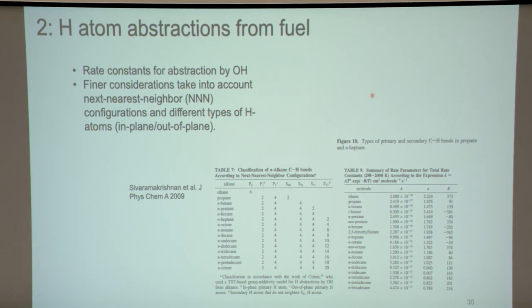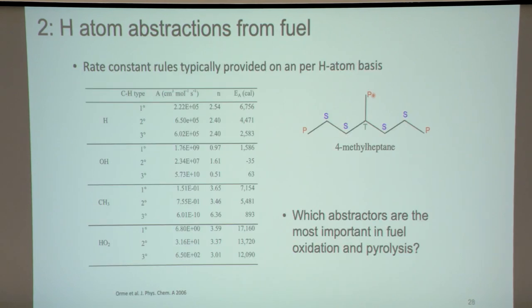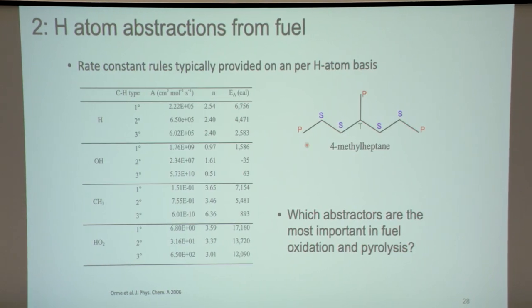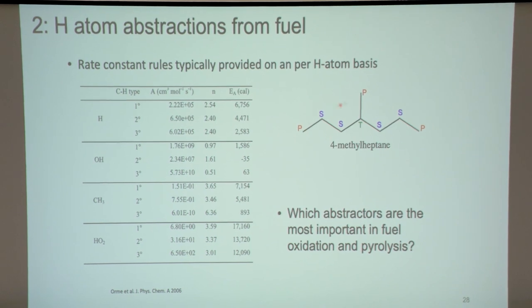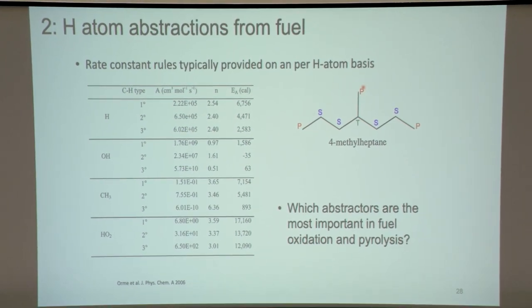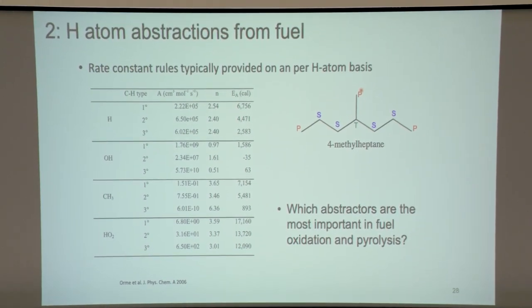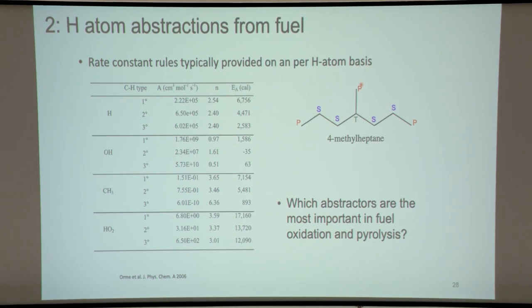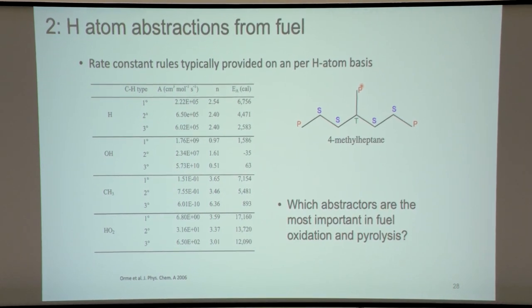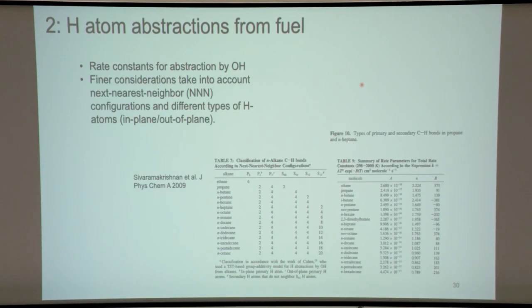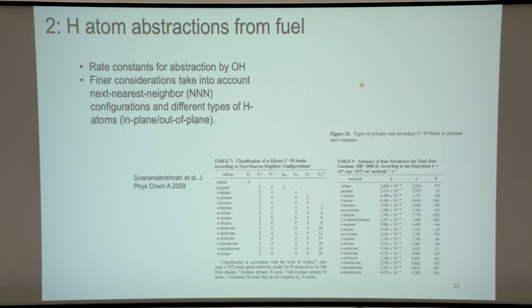So they say the rate of abstraction from this primary and this primary, in my simple formulation, are the same, because I only have one rate rule. But they say, no, the rates are actually different. And they got this from measurements. These measurements are done in shock tubes, but not in a single pulse shock tube. They can do this in a standard shock tube because it's a radical abstraction reaction.